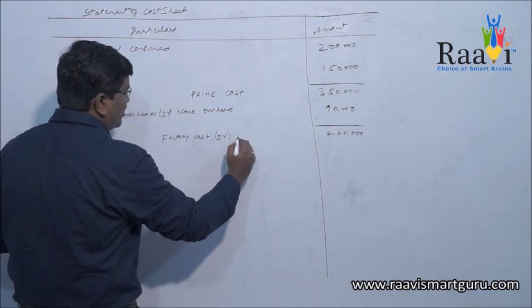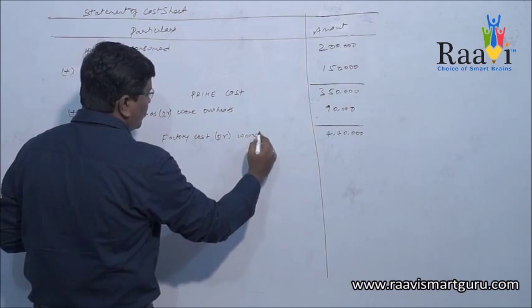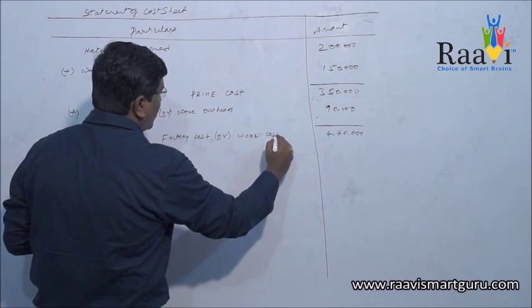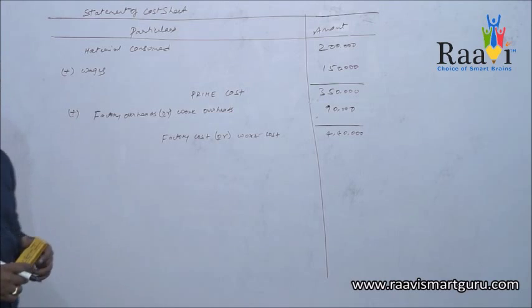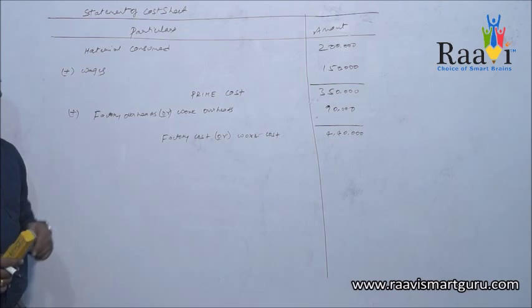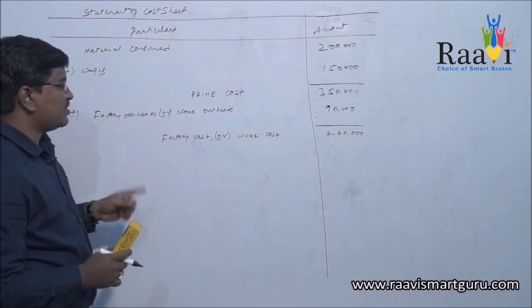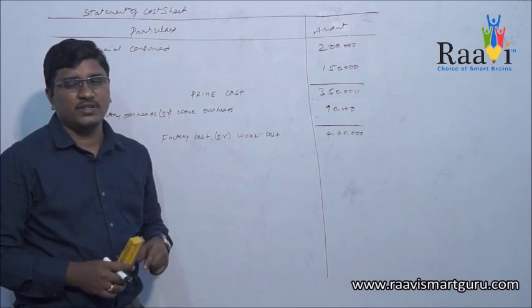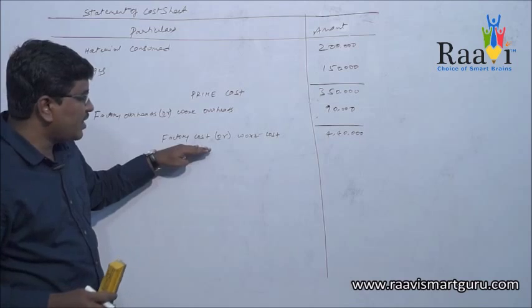We can also say this factory cost as work cost. Factory cost can also be known as work cost. How did we get this factory cost? To prime cost we added the factory expenses, then we got an amount of 4,40,000, and this particular 4,40,000 is considered as factory cost or work cost.